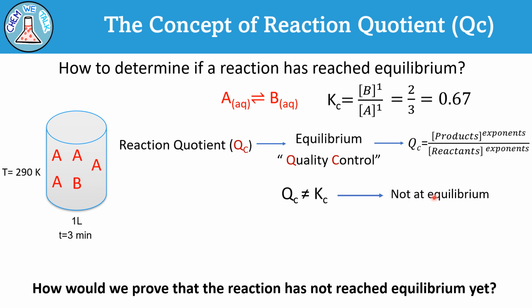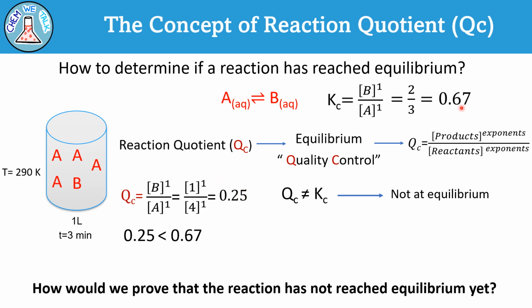So let's calculate in our case here, this 3-minute scenario. Qc is still going to be products over reactants, which in our case is B over A. And again, please remember that this is a very simple reaction with coefficients 1 and 1, so it's simplified for teaching purposes, but we're going to go over later problems where there are exponents involved that are more complicated. Here you're just going to do B over A, which is 1 divided by 4. It's going to be 0.25, and that's my Q.